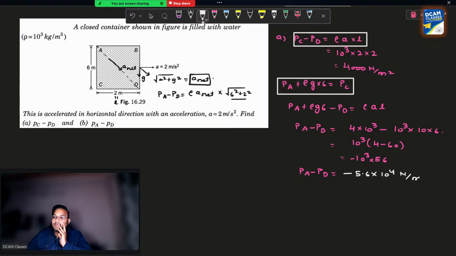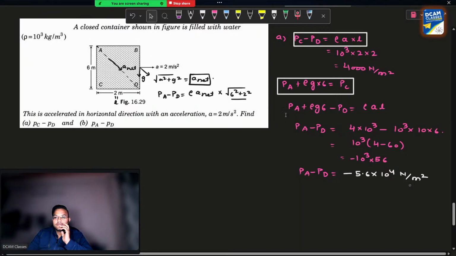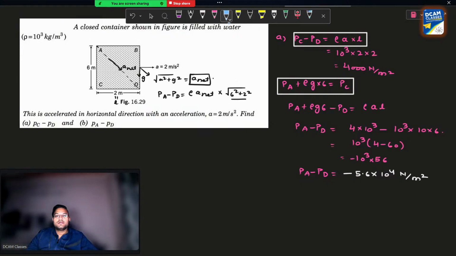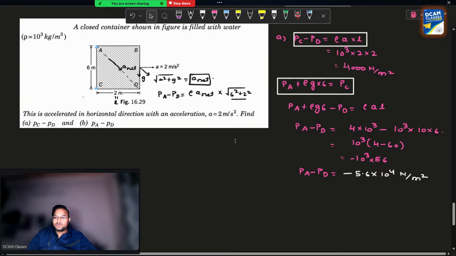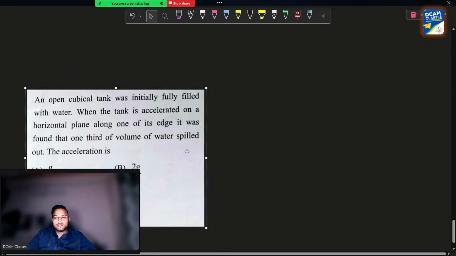What about you, Haripriya? Understood? I did till PC minus PD. Mm. So for finding out the relation of PA with PD, you have to apply this: PA plus rho G into 6 is equal to PC. Okay, this is okay. Now try to solve this question.